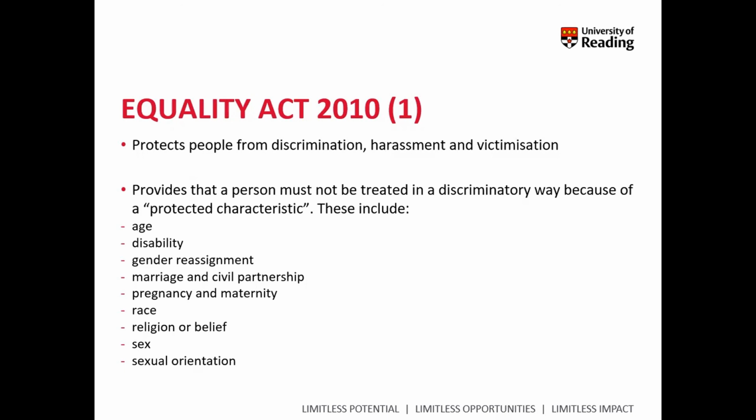There are 9 protected characteristics, and these include age, disability, gender reassignment, marriage and civil partnership, pregnancy and maternity, race, religion or belief, sex, and sexual orientation. Anybody within these protected characteristics cannot be discriminated against, and we need to treat them as we would anybody else. So we cannot discriminate against anybody based on their age, disability, sex, race or religion. That's quite important to bear in mind.